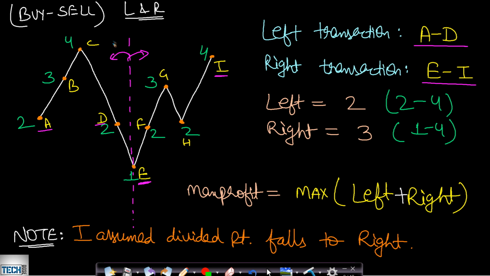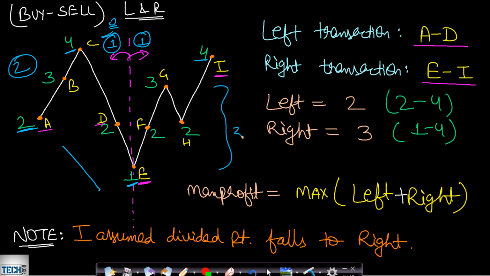Now on the left hand side, we will try to perform a maximum of one transaction. We can even perform 0 transactions if we find that nothing is beneficial for us. This will happen if we have a decreasing type curve. On the right hand side, we will also perform a maximum of one transaction. On the left hand side, we can buy a stock at 2, sell at 4 to make a profit equal to 2. On the right hand side, we can buy a stock at 1 and sell at 4 to make a total profit of 3.